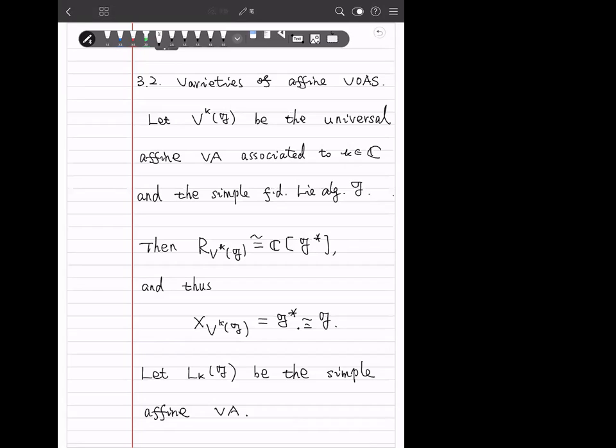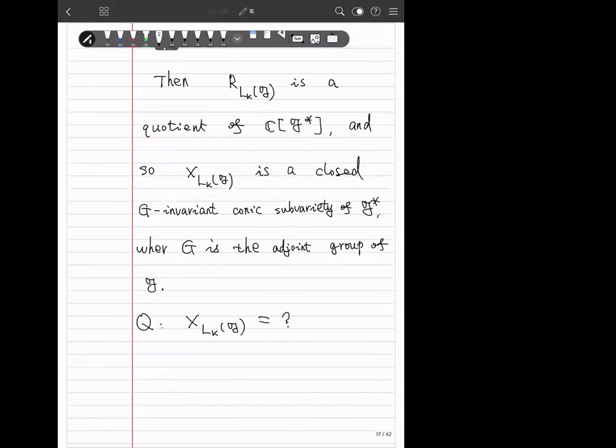Now we know that sometimes V^k(g) is not simple. So let L_k(g) be the simple affine quotient of this universal affine VOA. Then its C_2 algebra is a quotient of this polynomial algebra, so the associated variety is a closed G-invariant conic subvariety of g*. Here G is the adjoint group of g. So a very natural question is what can we say about this variety?